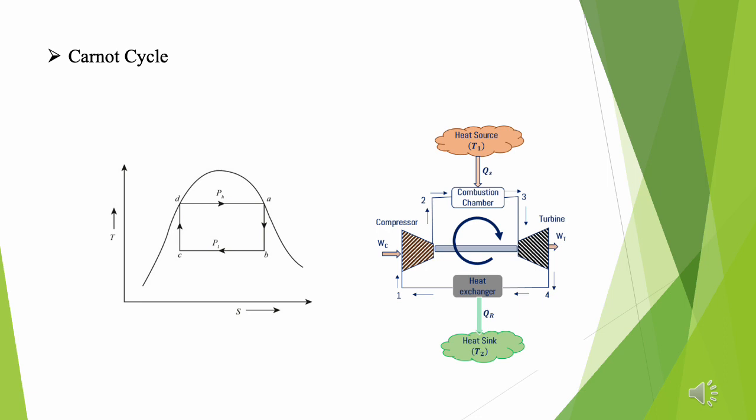And this process has four stages. First, a reversible isothermal process that transfers QS from a hot reservoir to the fluid. And the next is a reversible adiabatic gas expansion process that does work in the turbine. And the next one is a reversible isothermal process in which heat is transferred from the fluid to the cool reservoir. And finally, a reversible adiabatic compression process that increases fluid pressure.